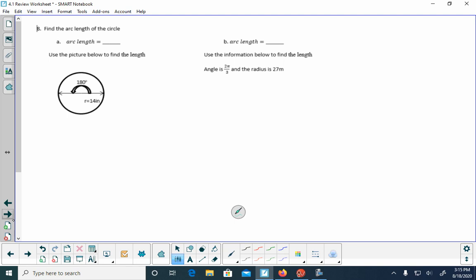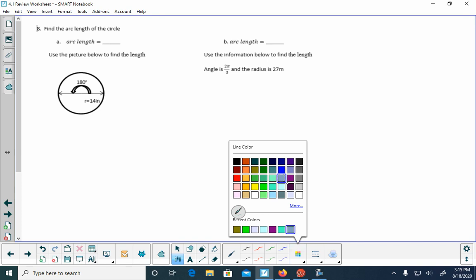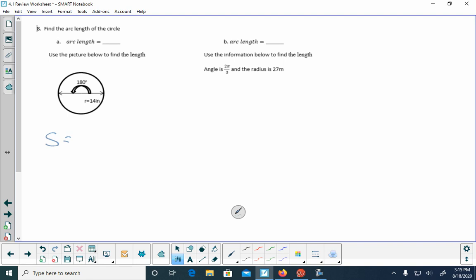Now they're telling me that my angle is 180 degrees. They're telling me my radius is 14, and it wants me to find my arc length. So I'm still using that same formula. First thing I have to do is change this 180 degrees to radians. So I'm going to say 180 degrees over 1, and I'm going to use the 180 to pi. The 180 degrees will simplify, and so my angle in radians is just going to be pi.